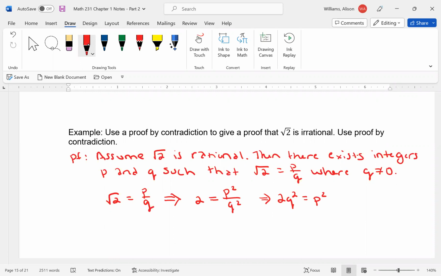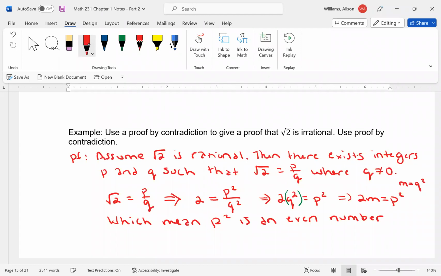Okay, now look at this. That means P squared is even, which means P squared is an even number. So I could take a second and call that M. I could just say, okay, that means that 2 times M equals P squared, where M is Q squared. I can take that moment. But it's the same idea, which means P squared is an even number.